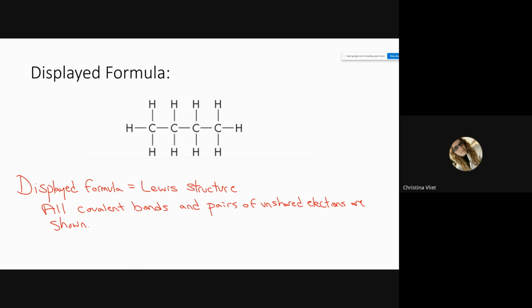So displayed is like this. Structural is like this. And skeletal is like that.